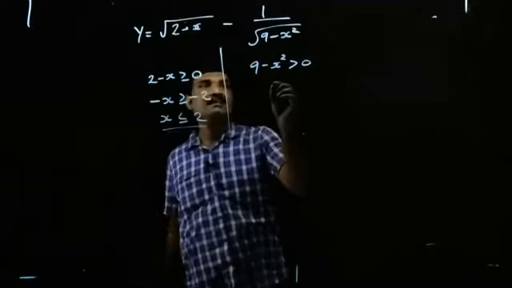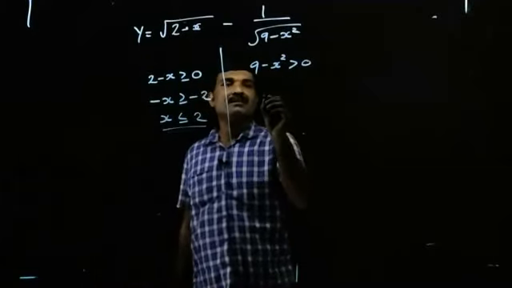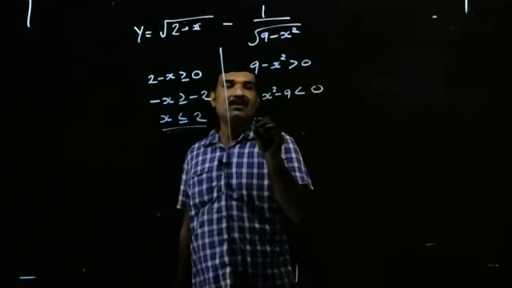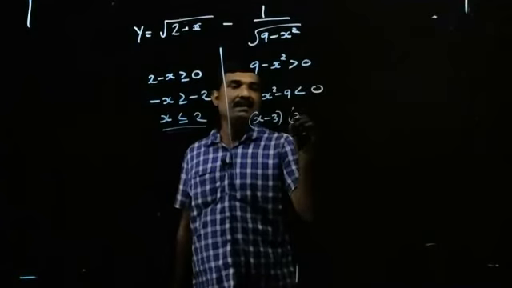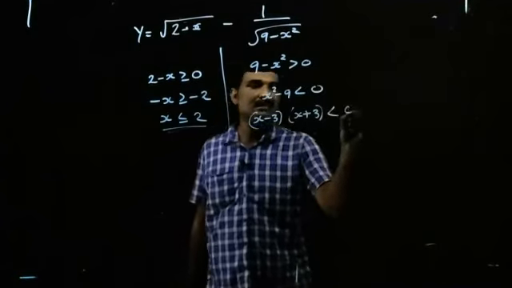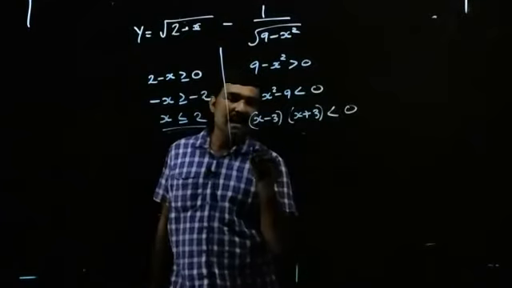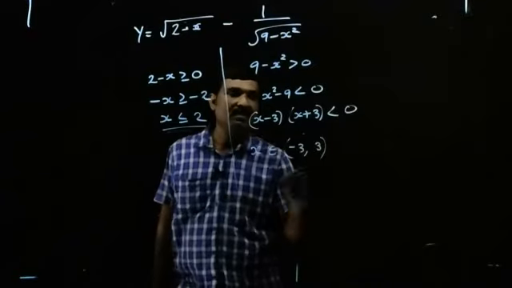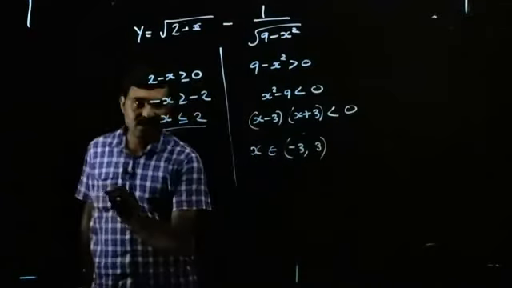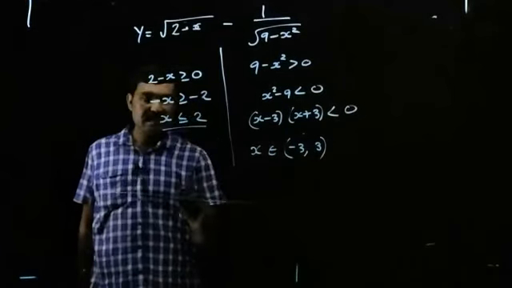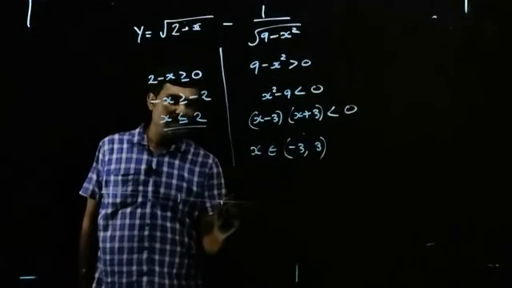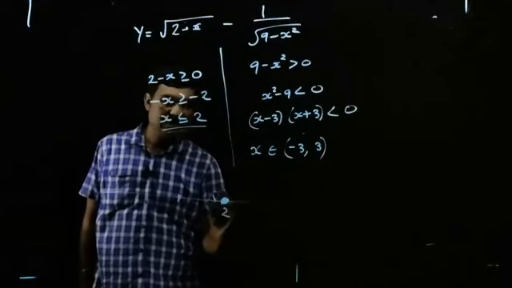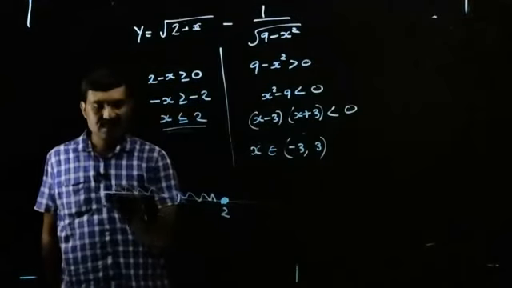By solving this inequality, we can write x square minus 9 less than 0, or factorize: x minus 3 multiplied by x plus 3, that is less than 0. So x belongs to open interval -3 to 3. In number line, we can draw this as, here x is less than or equal to 2. I am marking 2 here. 2 is included, so a dark circle.